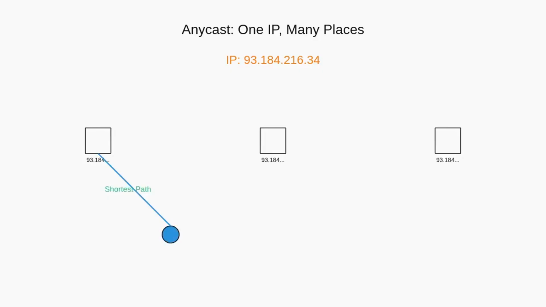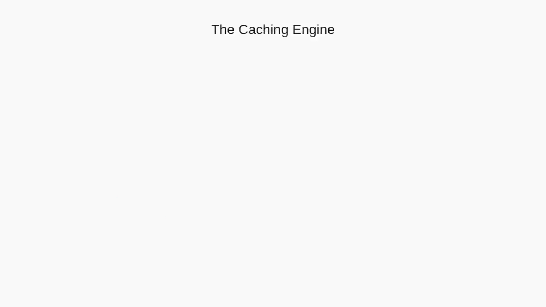It's like having a dozen pizza shops all using the same phone number. The telephone exchange simply connects you to the one with the shortest wire. This happens at the network layer, meaning that it's incredibly fast and happens before a single byte of your request is even processed. Once you've reached the edge node, the next challenge is caching logic.